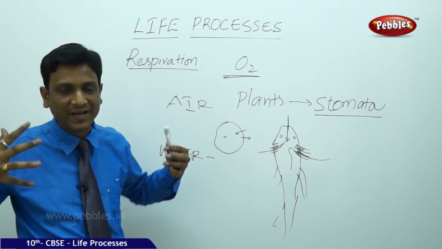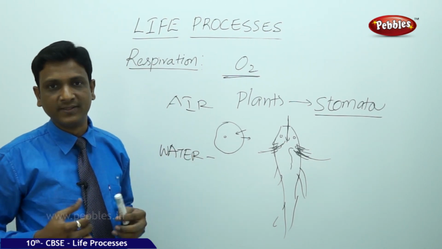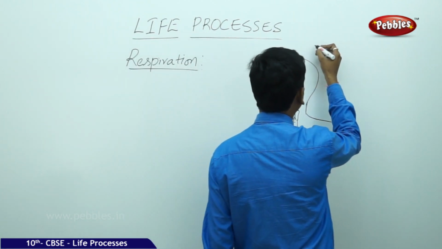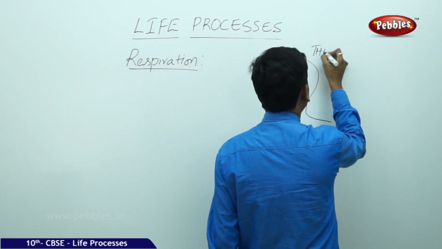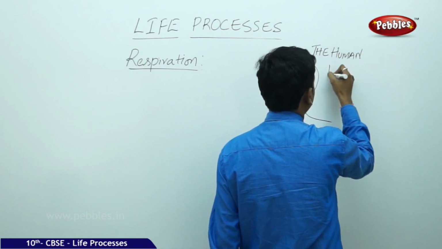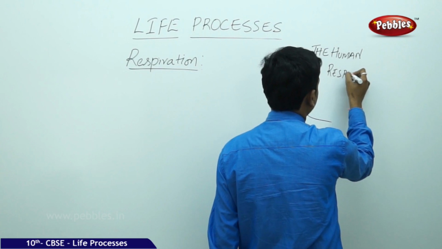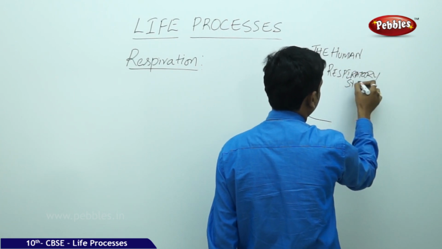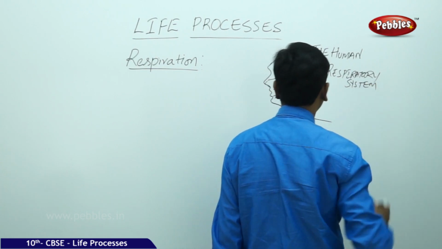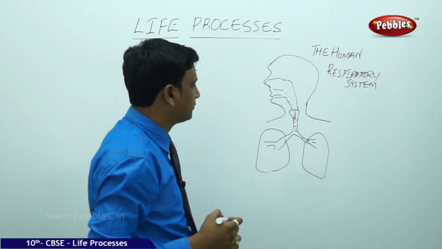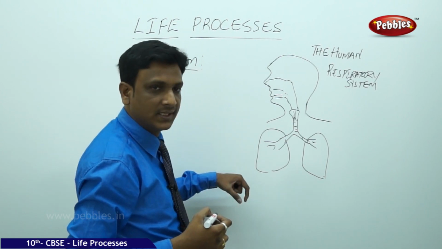So this structure is well protected inside the body, that is the lungs. If we observe the human respiratory system, it has got different parts. Let us see how the oxygen is diffused here and how the oxygen enters.